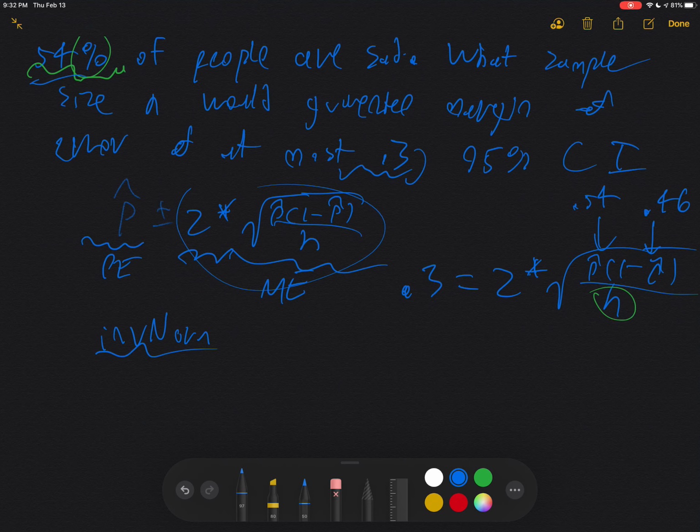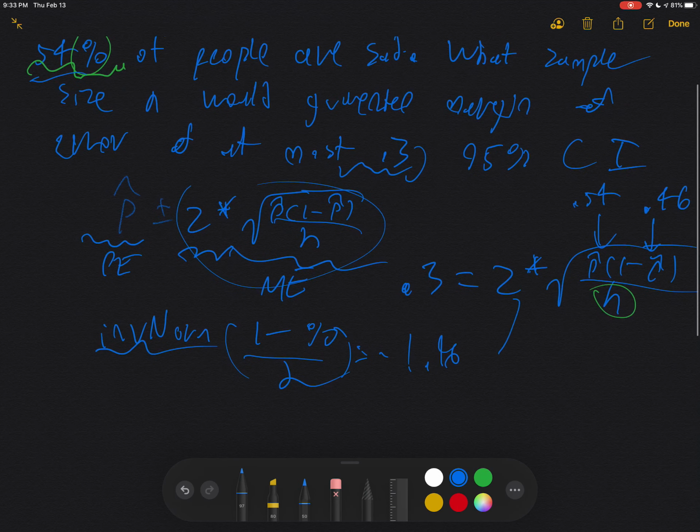Once you open inverse norm, you have an area. For your area, you just put 1 minus the confidence level over 2. Our confidence level is 0.95, so 1 minus 0.95. I would put this in parentheses, 1 minus 0.95 over 2, and you leave mu as 0 and the standard deviation as 1. Once you do that, you get negative 1.96, and you can just convert that to 1.96. So you know your z star is 1.96 for this.